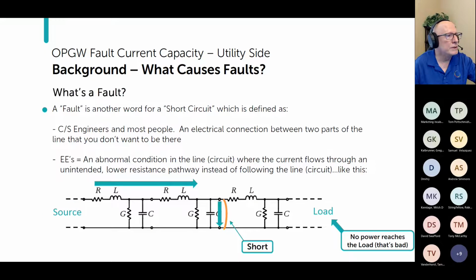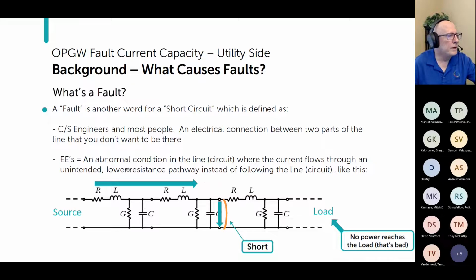So what's the fault? Well, a fault is just another word for a short circuit. Again, they're used interchangeably or synonymously. And again, you can make a distinction between how most people understand it and how an electrical engineer would look at it. To most people, a short is just an electrical connection between two parts of a transmission line or a circuit that you don't want to be there. I mean, it's that simple. You don't want it there because it's not serving your purposes.